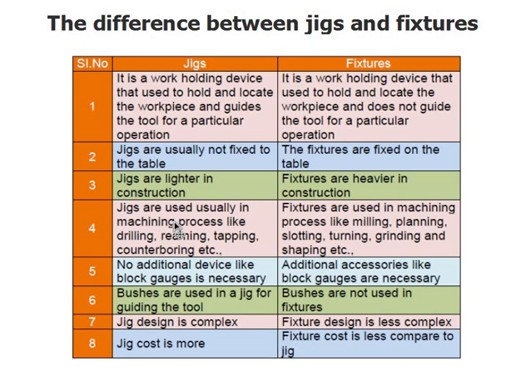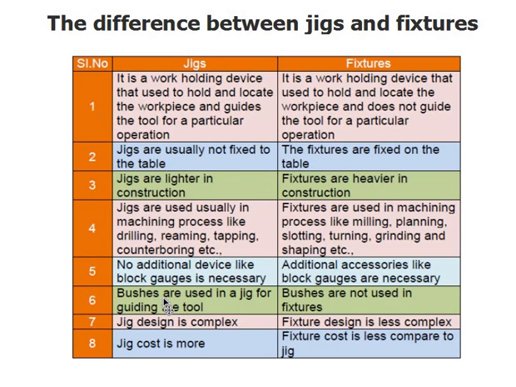Jigs are used usually in machining processes like drilling, reaming, tapping and counterboring, whereas fixtures are used in machining processes like milling, planing, slotting, turning, grinding and shaping. In addition to this, it is also used for assembly and inspection. No additional devices like block gauges are necessary for locating the tool with respect to the workpiece, whereas additional accessories like block gauges are necessary to accurately move the tool to the desired locations.